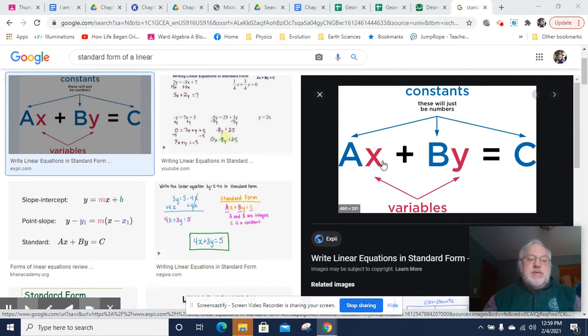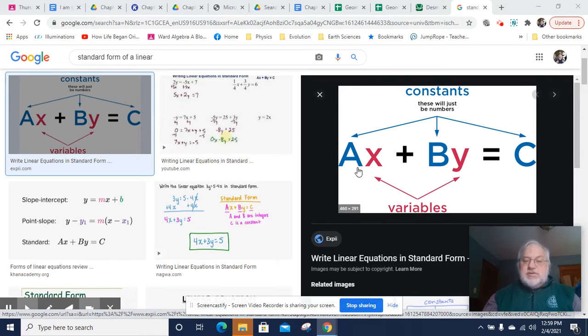We have some special names for these letters. This is the coefficient of X, which means it's the number that's multiplied by X. This is the coefficient of Y, which means it is a number that is multiplied by Y. And this is called the constant coefficient because it's just a number standing by itself.